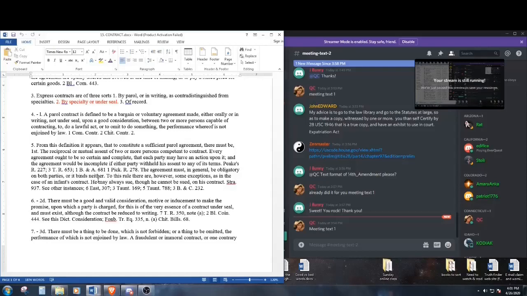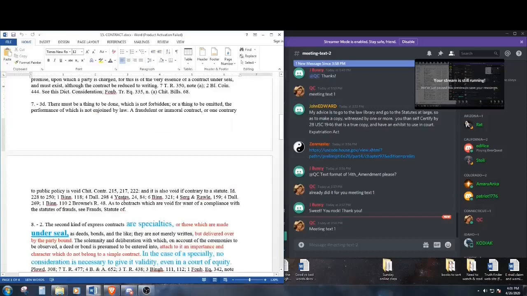There must be a good and valid consideration, motive, and inducement to make the promise upon which a party is charged. For this is of the very essence of a contract under seal, and must exist, although the contract be reduced to writing. Okay? So you got a valid consideration if you're going to have a contract under seal, which we do.